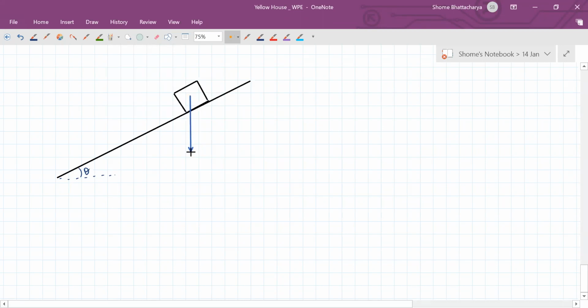Mg is acting vertically downwards. Okay. Normal reaction is acting in this sort of direction, and friction is acting in this sort of direction. This is kinetic friction equal to mu N. The normal reaction is acting along this perpendicular direction. This is mg.